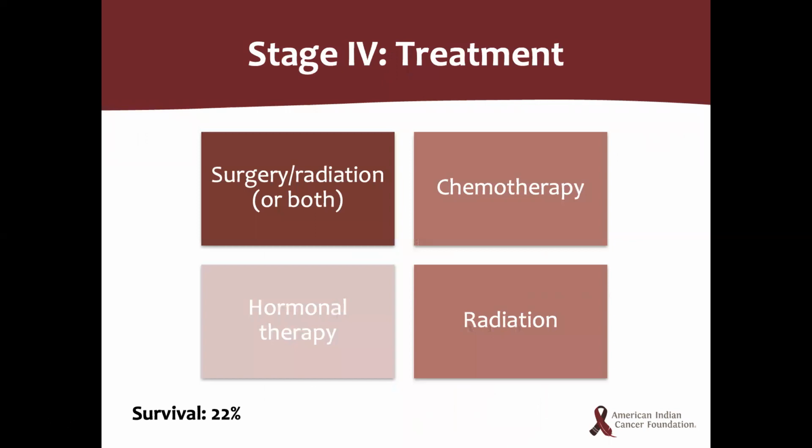Stage 4 treatment for breast cancer may include surgery, radiation, or both, chemotherapy, hormonal therapy, or just radiation. And palliative care may be used for stage 4 if no treatment or cure is possible. Survival for stage 4 drops dramatically to around 22%.